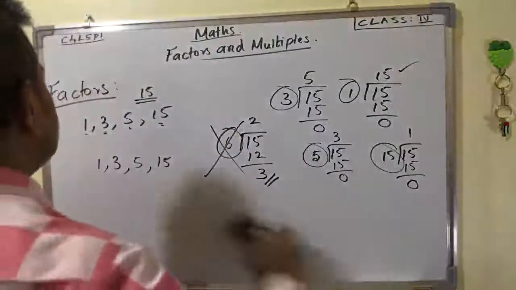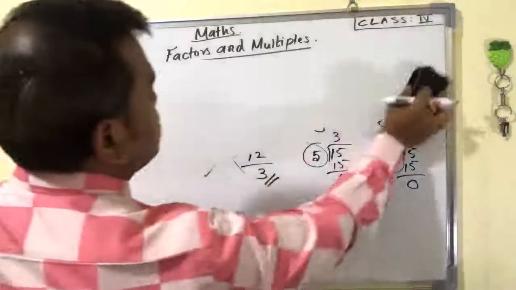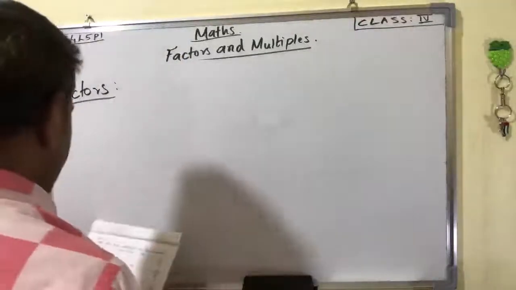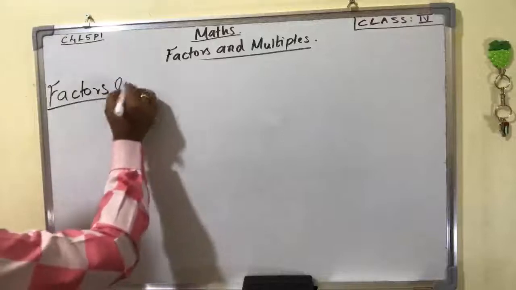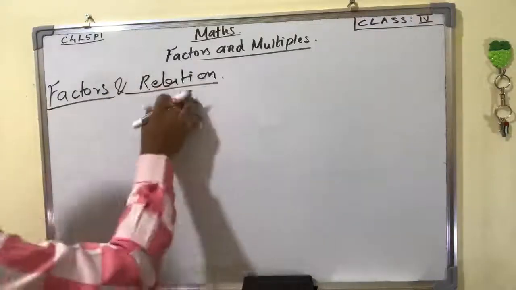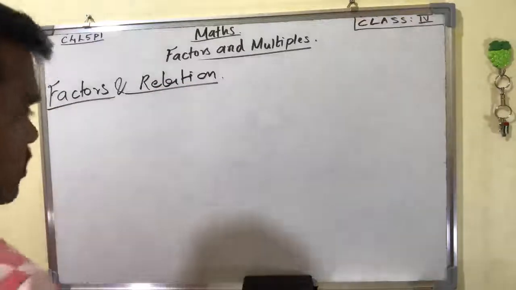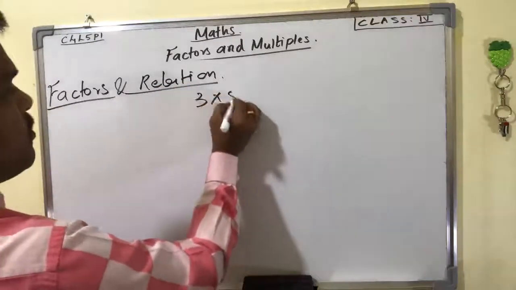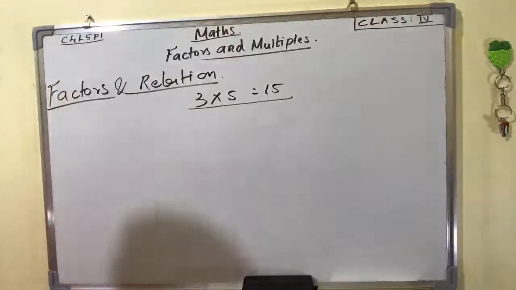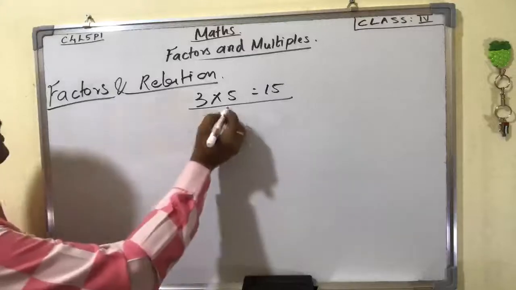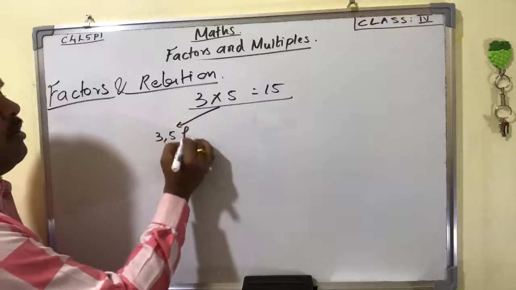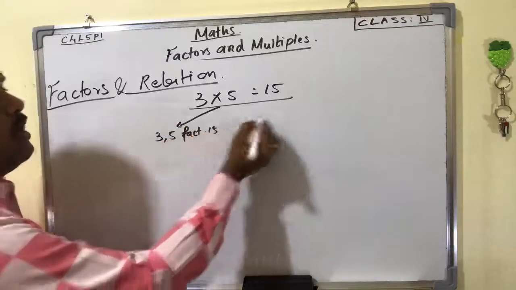Understood? Next, I am going to explain the relationship between factors and multiples. What is the relation between factors and multiples? You know, 3 5s are 15. 3 and 5 are factors of 15.